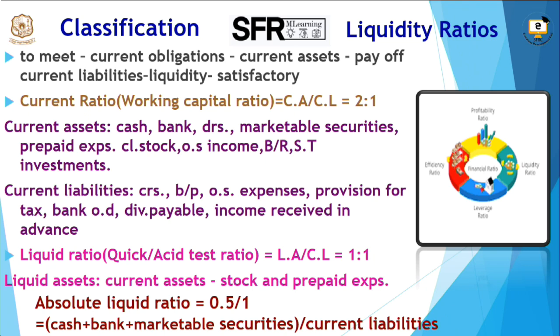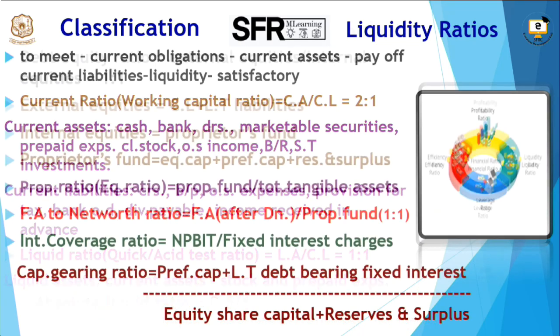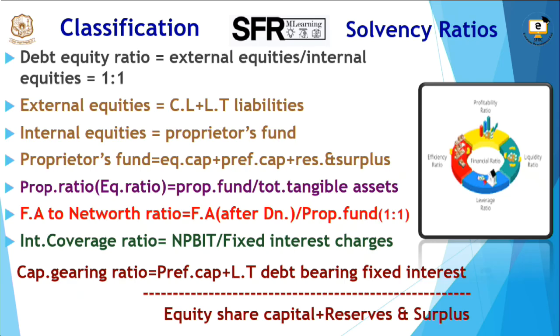We have to take ready cash as the absolute liquid assets, that is cash, bank and marketable securities. So it studies the relationship between the cash, bank, marketable securities and current liabilities. The standard ratio is 0.5:1.